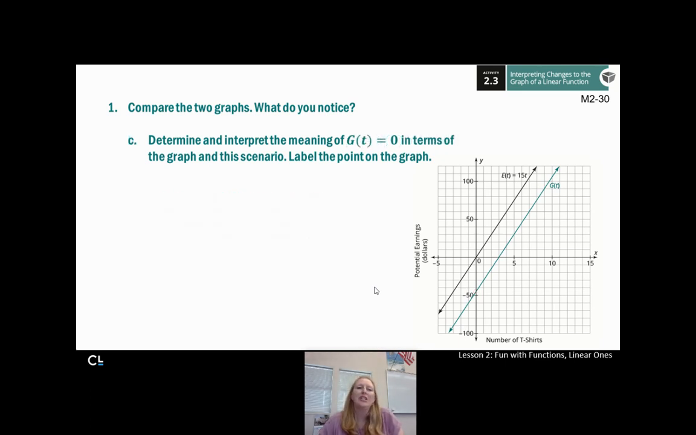Part C, determine and interpret the meaning of G of T equals 0 in terms of our graph and our scenario. And again, label the point on the graph. So where would G of T equal 0? Go ahead and hit pause, jot down your thoughts, hit play when you're ready to check.